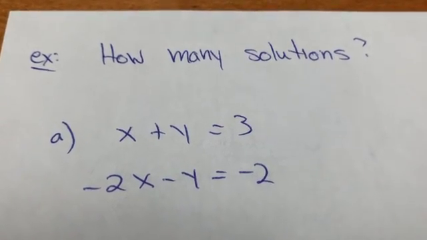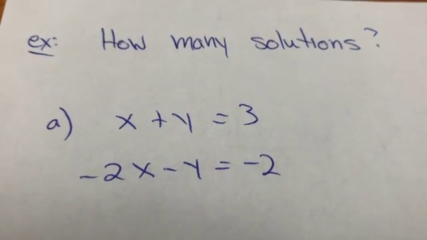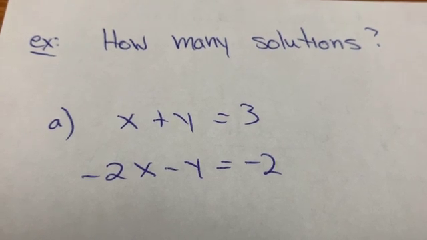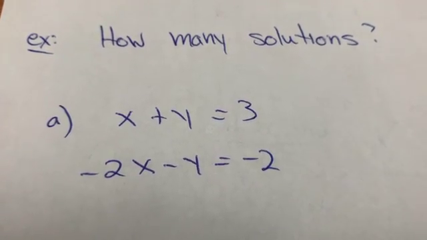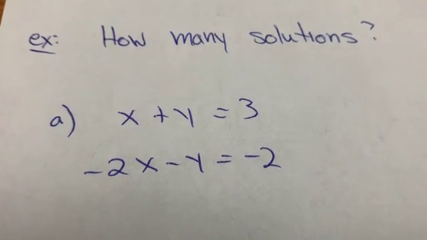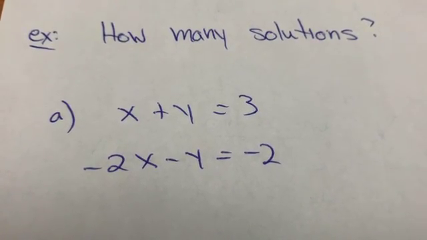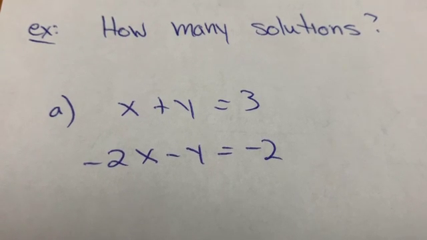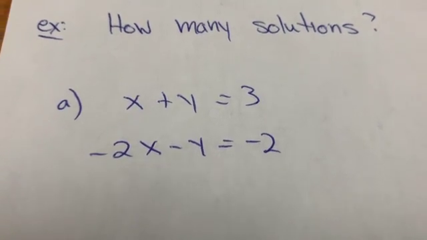This is the second example coming out of section 7.6, properties of linear systems of equations. And all we're being asked in this question is how many solutions will this have? So we don't even have to find them. We don't need to go about doing elimination or substitution or anything else. We just want to know how many answers this should have.